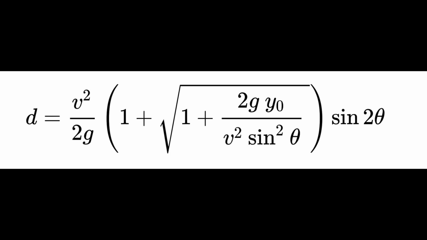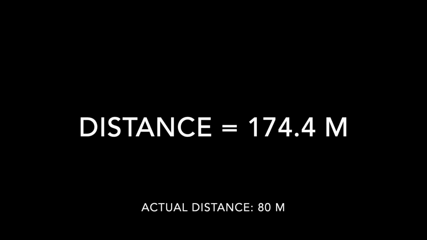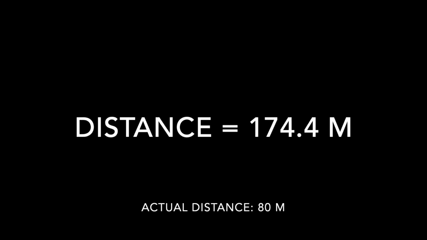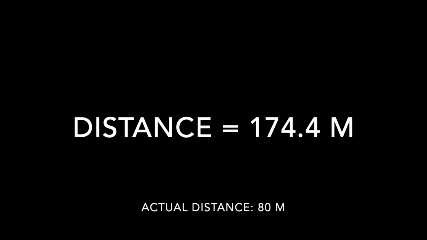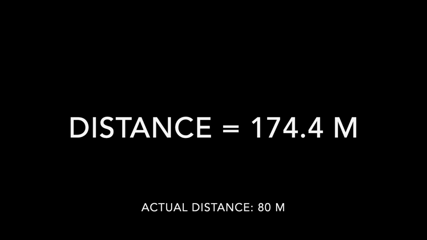Plugging in all these values into the range equation allows us to calculate the distance they would travel to be 174.4 meters. As you can see, this is much greater than the actual distance the men traveled in the movie, or allegedly traveled, being 80 meters. So in reality, the 6 men would travel 174.4 meters.